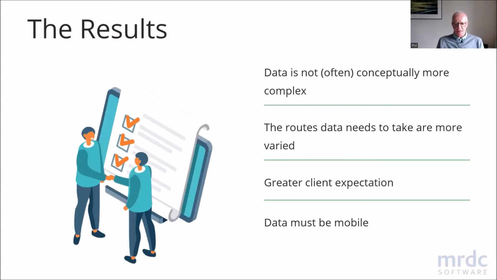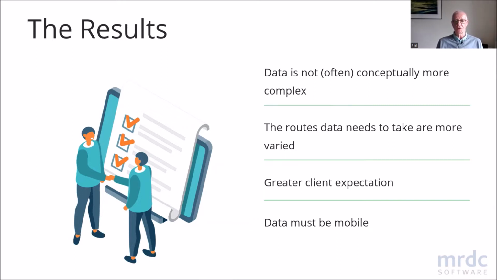So the result of this is that the data is not often conceptually more complex, but the routes that you need to take as a research provider become more varied. It's not a straight line anymore. The lines are more blurred, and I think that what clients expect is changing and will continue to change, and their expectations are growing. Again, because we can do so many things on our phones, the expectation is there.